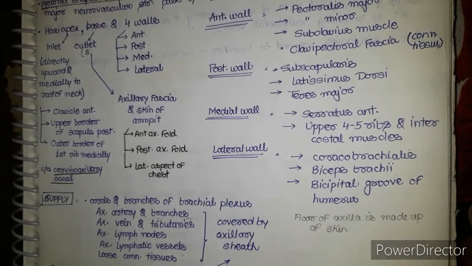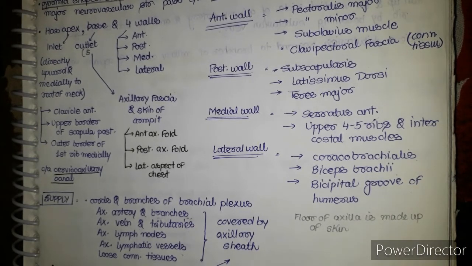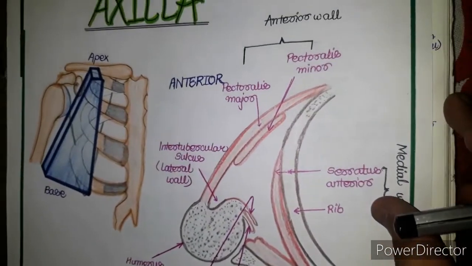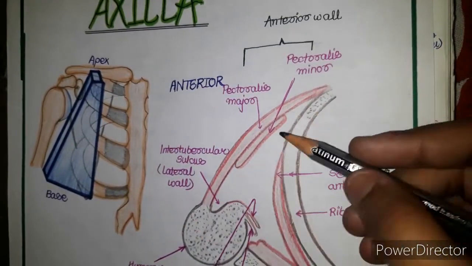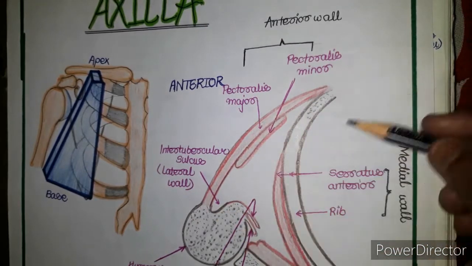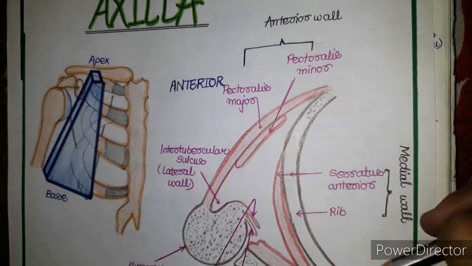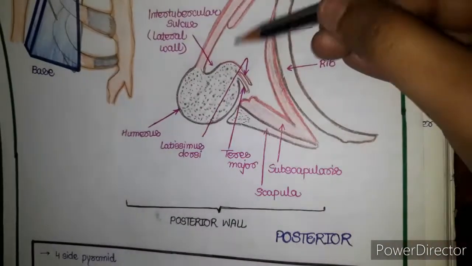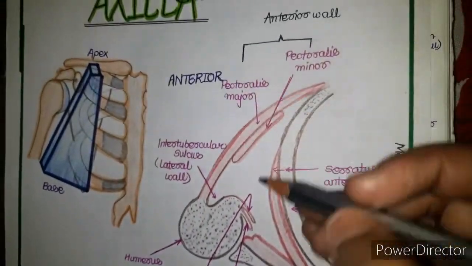So yeah, this is the small description of the axilla. Now see in the diagram, you will find it easy now. Yeah, this is the axilla. This is the anterior wall of the axilla. This is the medial wall of the axilla. Okay, and this one is the posterior wall of the axilla.